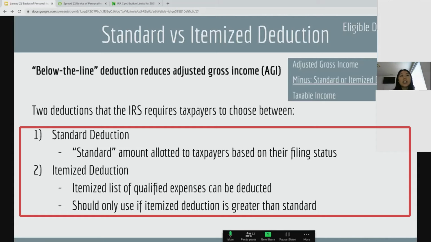So the standard deduction is the standard amount given to taxpayers based on your filing status. And I'll show you what the standard amounts are. Basically, they give this to everybody. You don't have to do anything special. You don't have to do extra bookkeeping or anything like that.